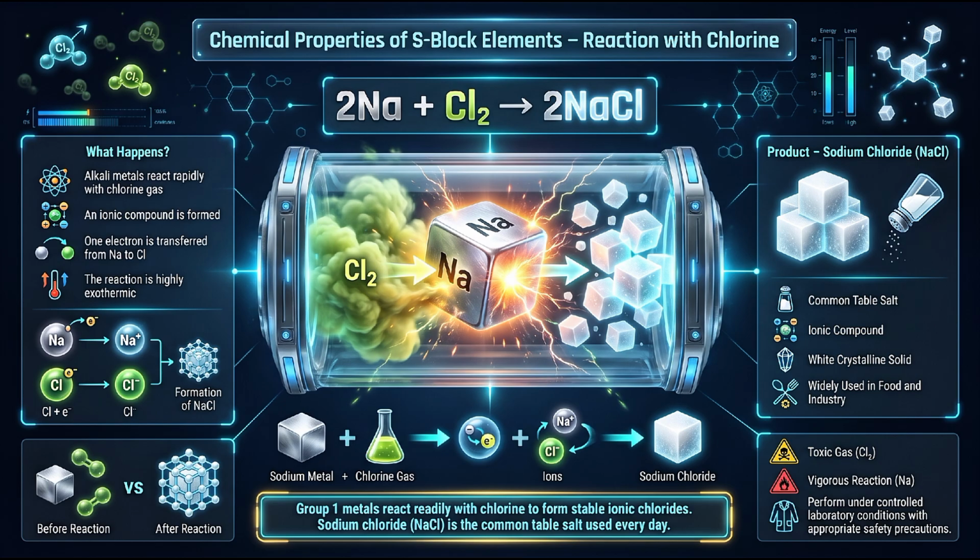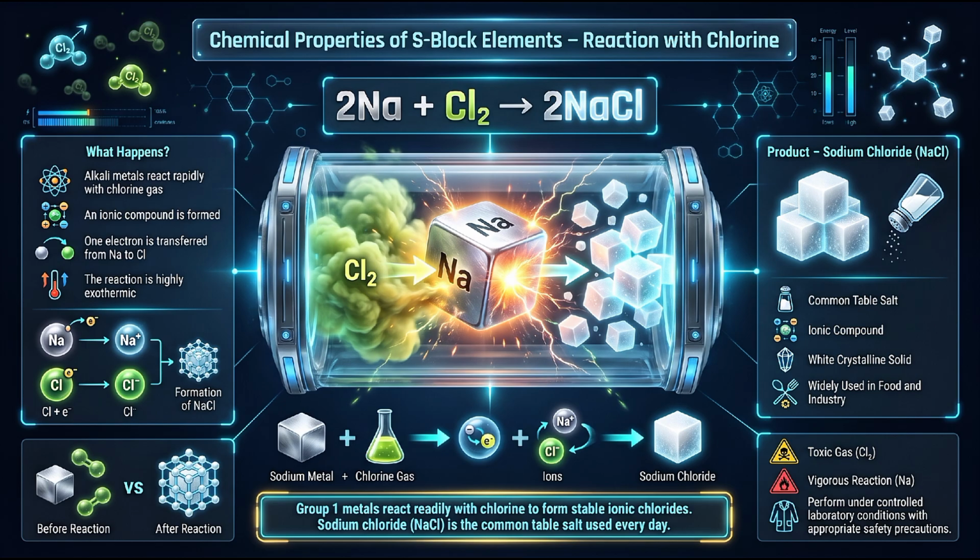Lithium reacts with chlorine to form lithium chloride, 2Li plus Cl2 gives 2LiCl. Potassium reacts to form potassium chloride, 2K plus Cl2 gives 2KCl. Rubidium forms rubidium chloride, and cesium forms cesium chloride. These compounds are collectively known as alkali metal chlorides. All are ionic compounds containing M+ ions and Cl- ions.